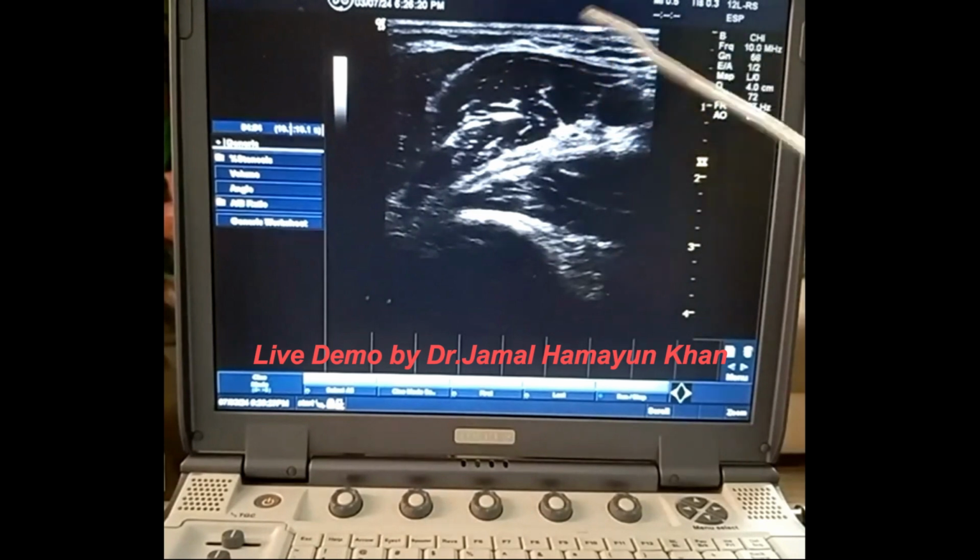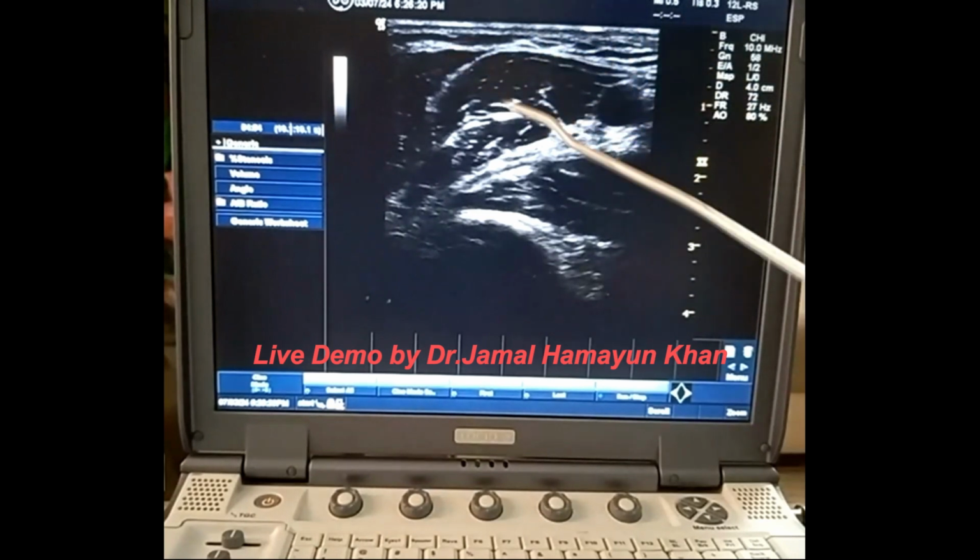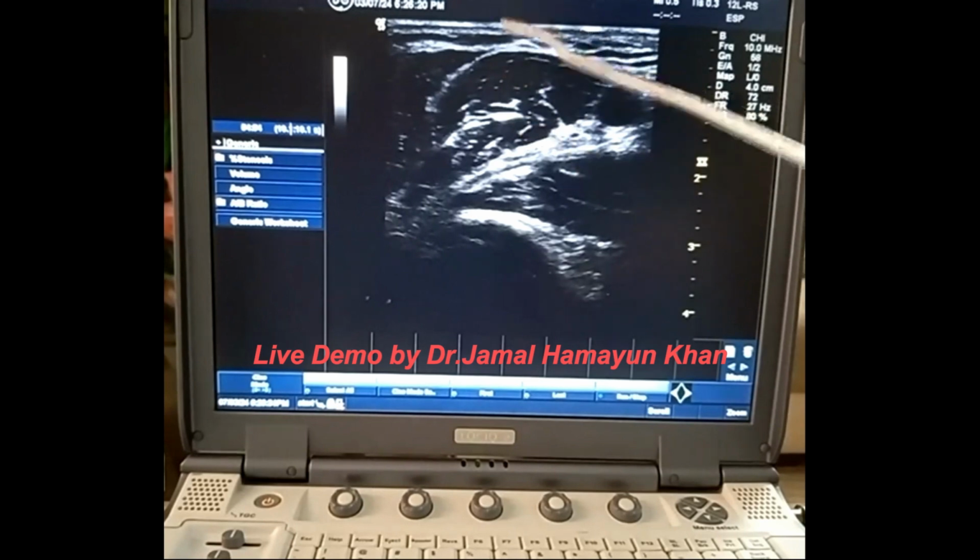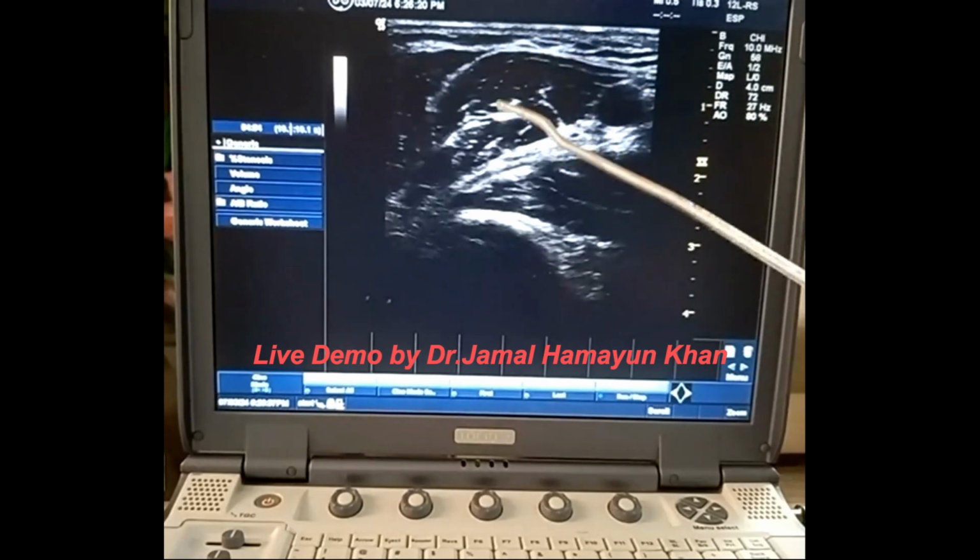So we block it. Again, you can come from the medial side or the lateral side, it doesn't matter. You can come in plane, you can come out of plane, it doesn't matter. But you should see your injectate surrounding the nerve, making what we call an island. Likewise, we are going to block the musculocutaneous nerve.